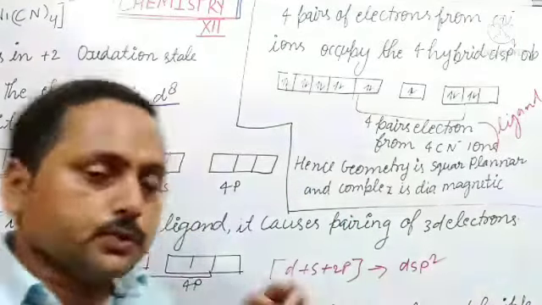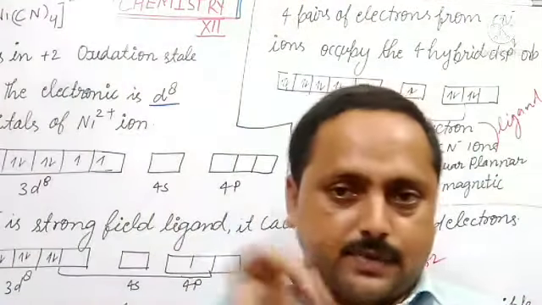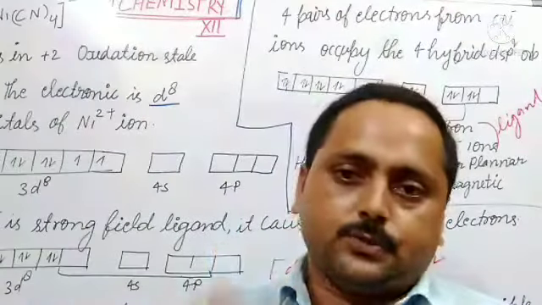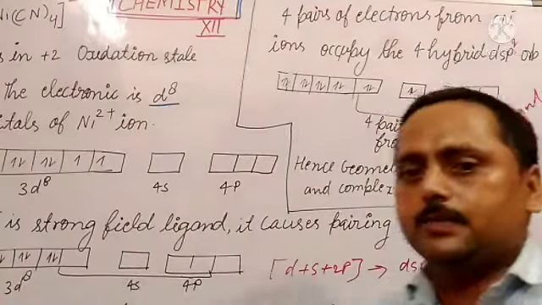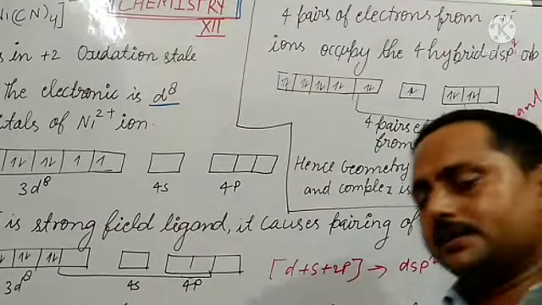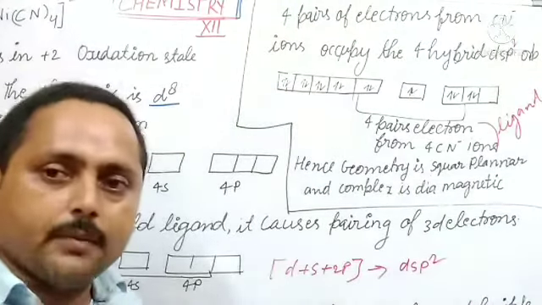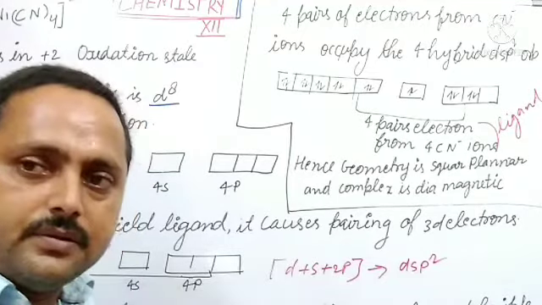Okay students, so this we have discussed. This is a square planar complex. I explained the geometry of a square planar complex with the help of VBT. Next we will discuss how a tetrahedral complex can be explained with the help of VBT.